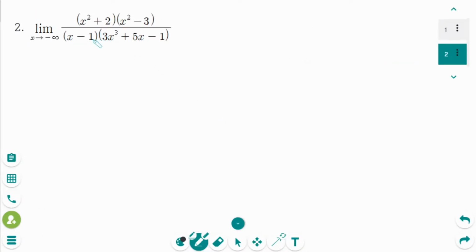The next question is this one. Solve using the same technique as question 1. I want to make sure that you understand this technique. When you put minus infinity into x, you get the infinity over infinity form. Then we are looking for the highest power of x in the denominator, which is x to the power of 4. This is because this one is x times 3x cubed. Let's make x to the power of 4 like this.